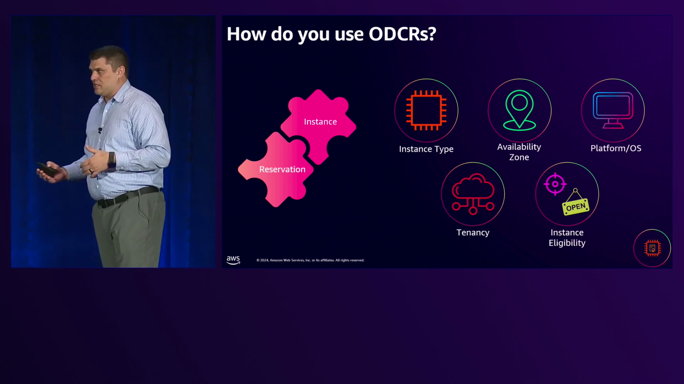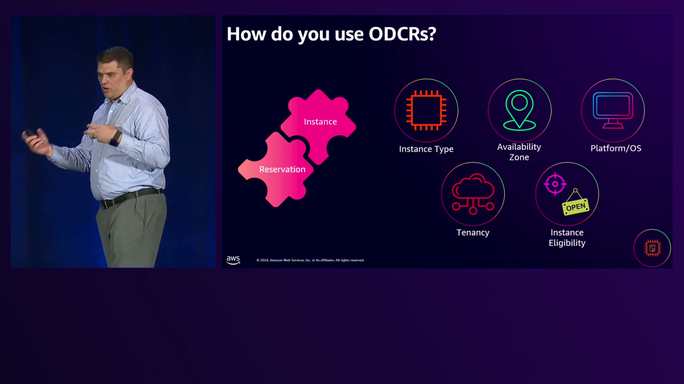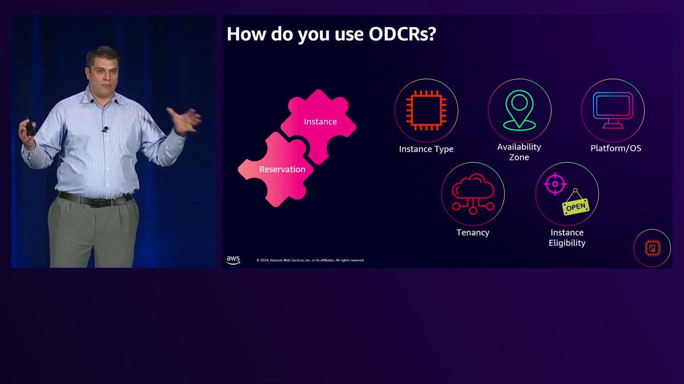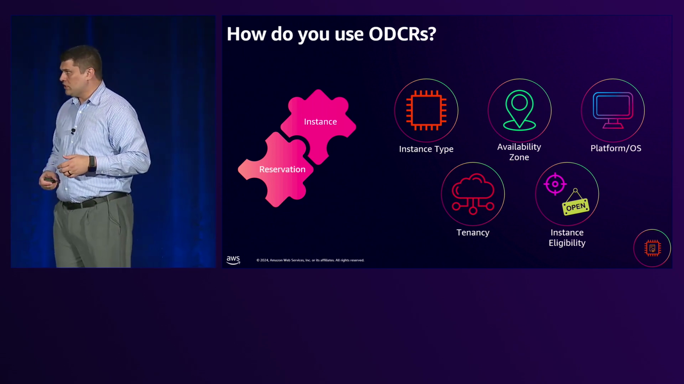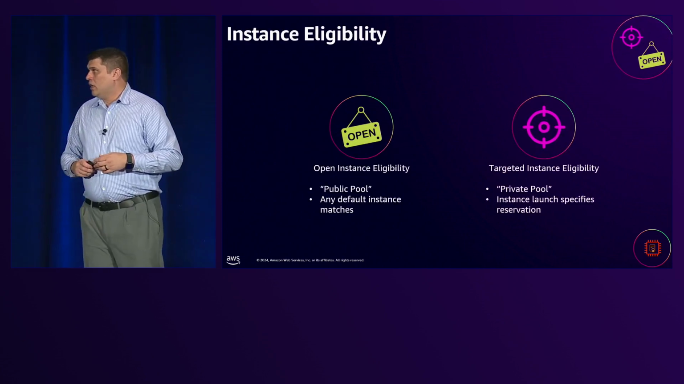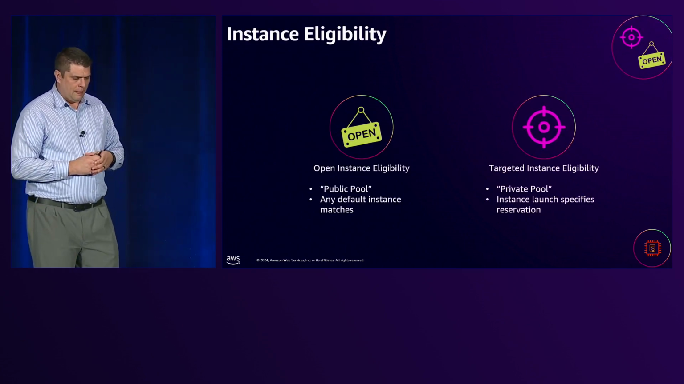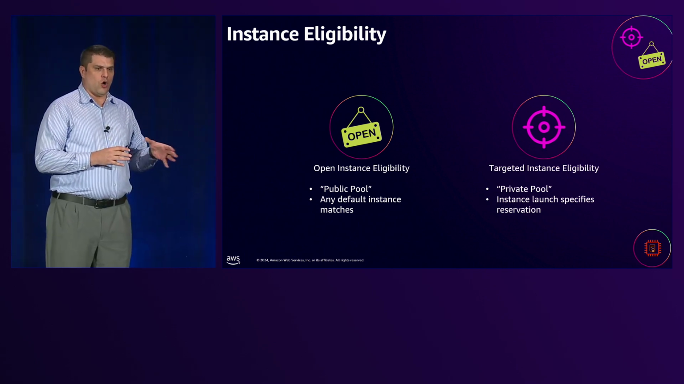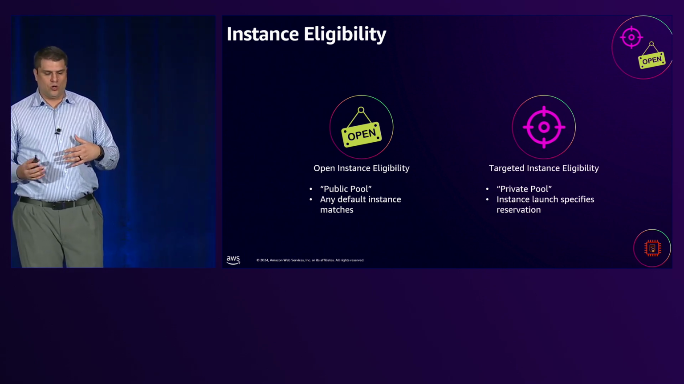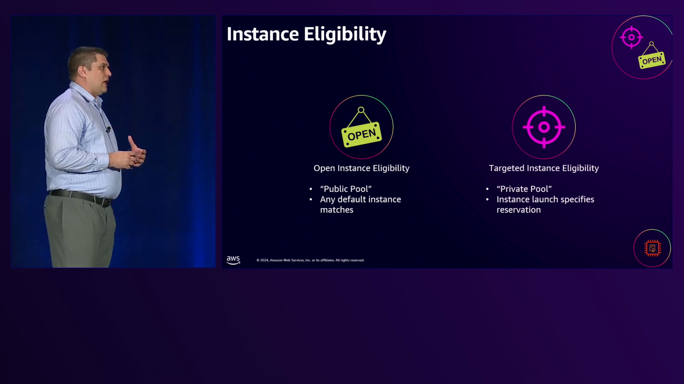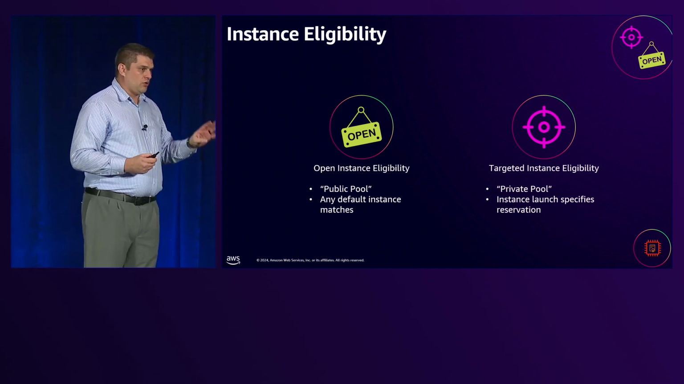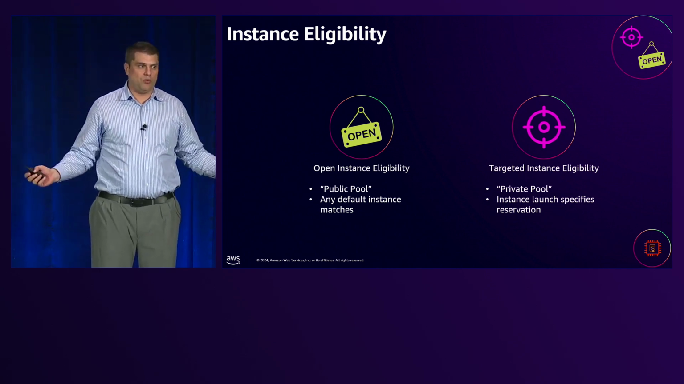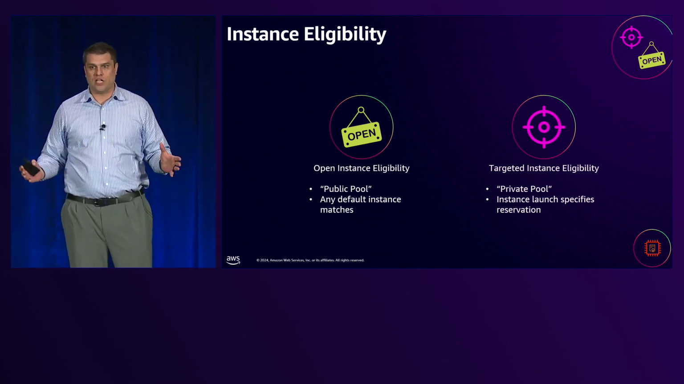Now, the 5th thing is what we call instance eligibility. This is a parameter that you can set both within the reservation and with the instance to make sure that the two match. So let's jump a little bit into that. In terms of instance eligibility, there are two types. On one side, we have open instance eligibility. I liken this to a public pool, where any launch that has the other 4 parameters matching will just automatically run in your capacity reservation. It just works like magic.